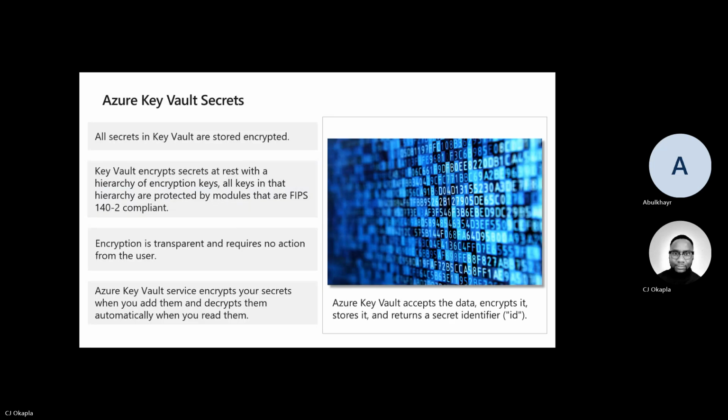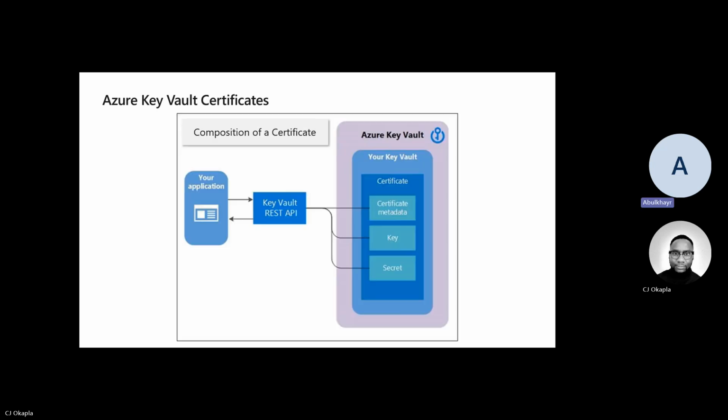So, Azure Key Vault secrets. All secrets in Key Vault are stored encrypted. Basically, Azure Key Vault encrypts secrets at rest with a hierarchy of encryption keys, and all keys in that hierarchy are protected by managed HSMs. The encryption is transparent and requires no action from the user.